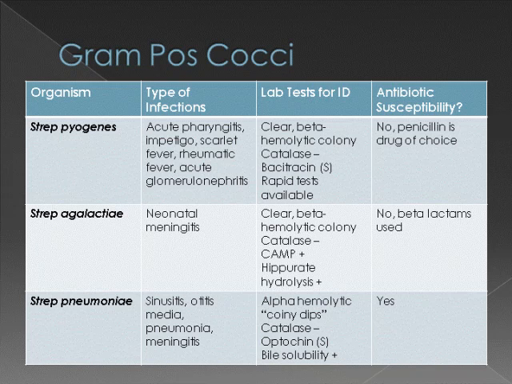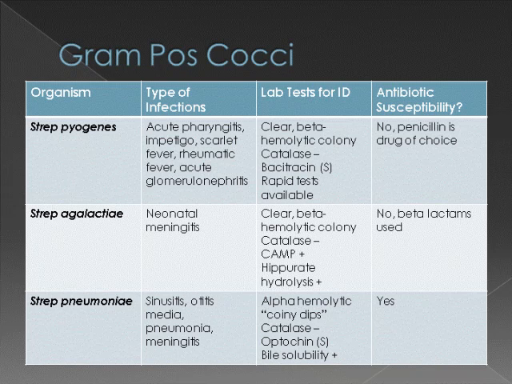Next, we have our streps. We have Strep pyogenes, which is also known as group A strep. Strep pyogenes is the common cause of sore throat or acute pharyngitis. It can also cause impetigo, scarlet fever, rheumatic fever, and acute glomerulonephritis.